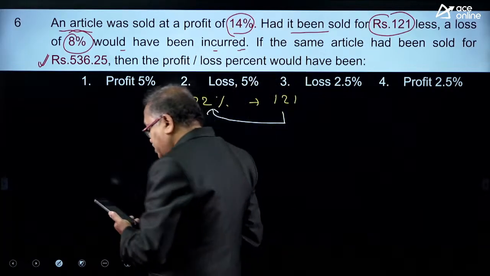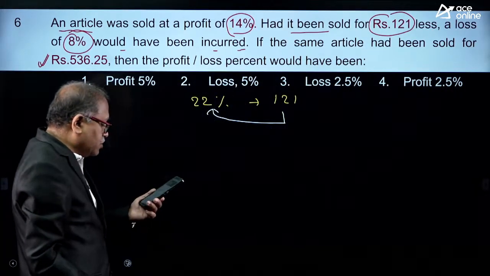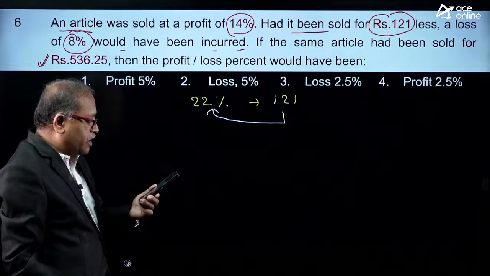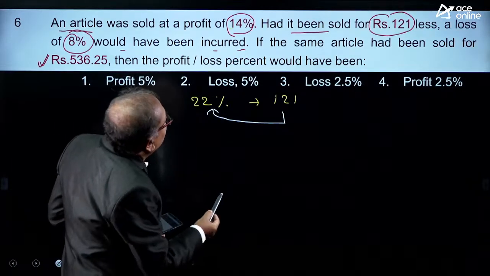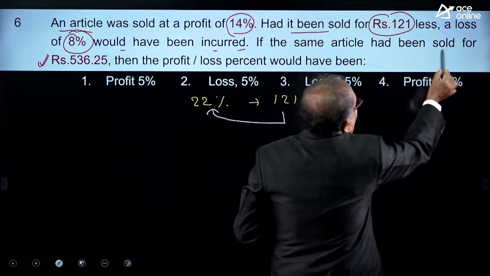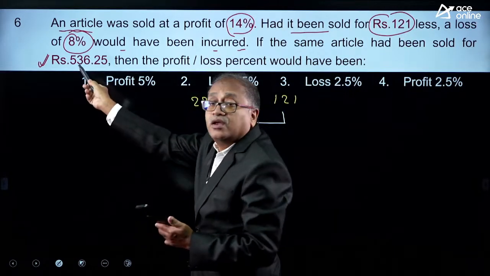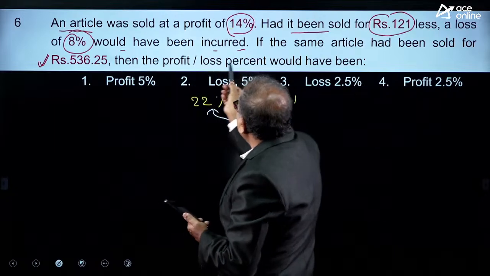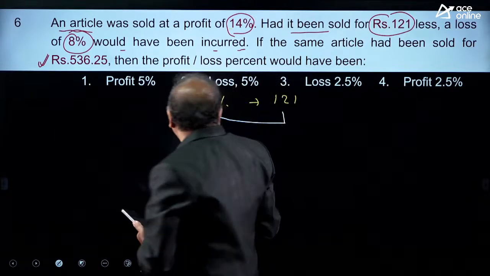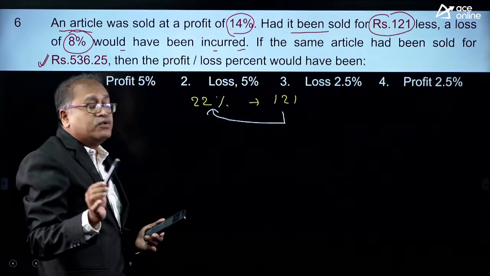Come on, my dear friends. Some of you will be able to answer the question. And the SP is 550. Is it talking about SP? Okay. If the same article had been sold for, already the SP is there, sir, then find the profit or loss percentage. I simply find it in one step.